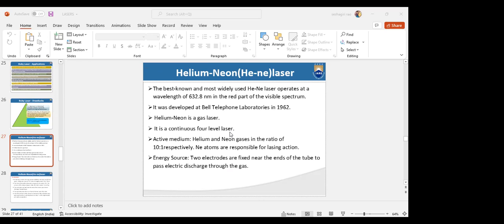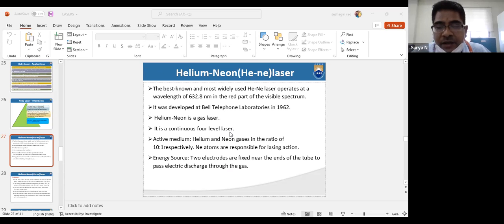The best known and most widely used helium neon laser operates at a wavelength of 6,328 angstroms. Earlier, the ruby laser was working at 6,943 angstroms, or 694.3 nanometers. That was the operating wavelength of the ruby laser.